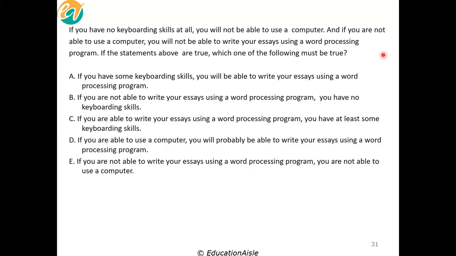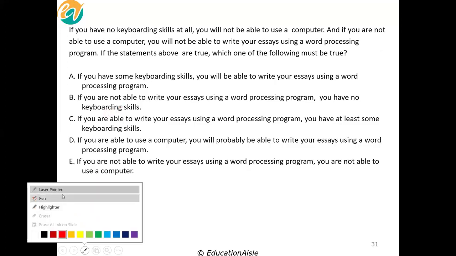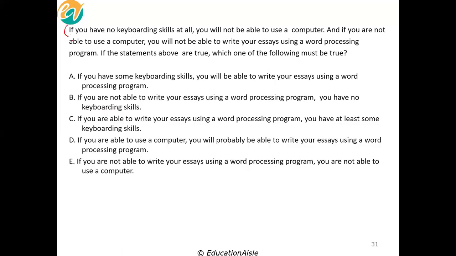All right, guys. So let's do this. If you have no keyboarding skills at all, you will not be able to use a computer. How do I translate it into a logical relationship? If you have no keyboarding skills at all, then you will not be able to use a computer. Agreed? Okay. If you are not able to use a computer, you will not be able to write your essays using a word processing program.